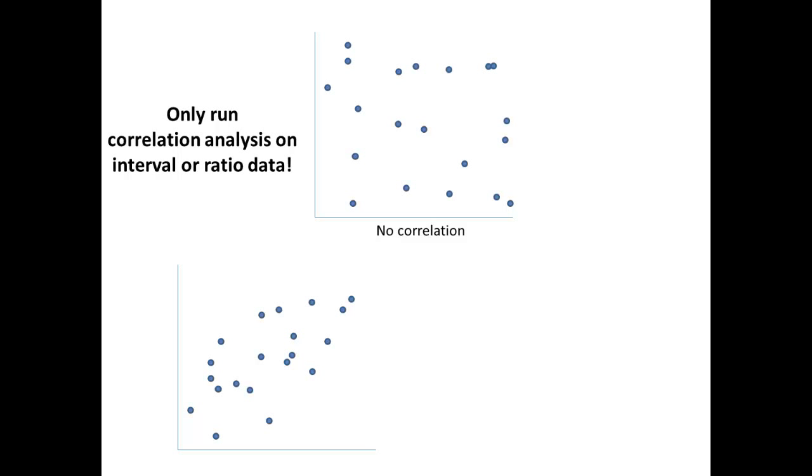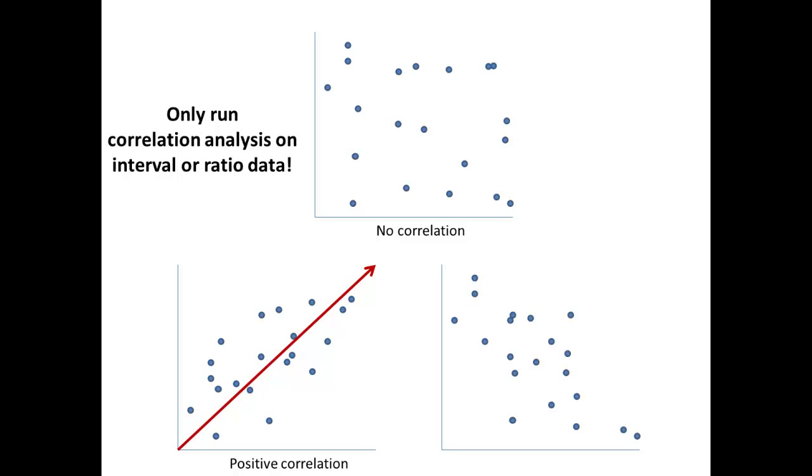Remember that you're only running correlation analysis when both variables are gathering interval or ratio level data. If you were to plot the data points, you might find something like this, and that would be no correlation between the two variables. Now, if you saw something like this, you'll notice that the data points are grouped together more in a positive slope, and that would be a positive correlation. But they could just as easily be grouped in a negative slope, in which case you're talking about a negative correlation between the two variables.